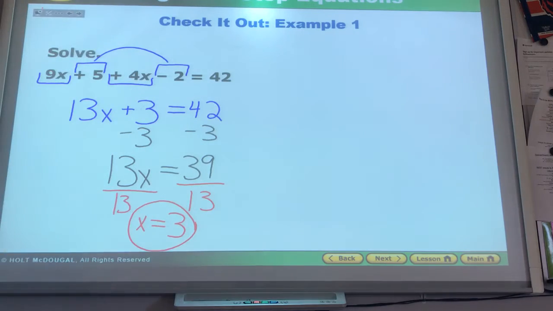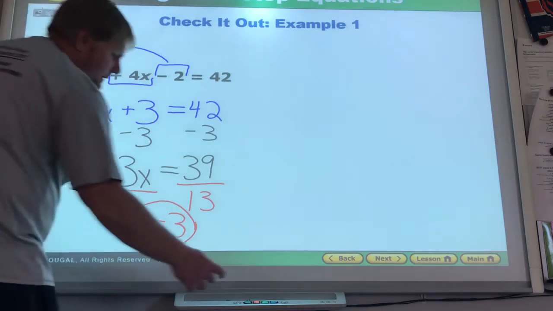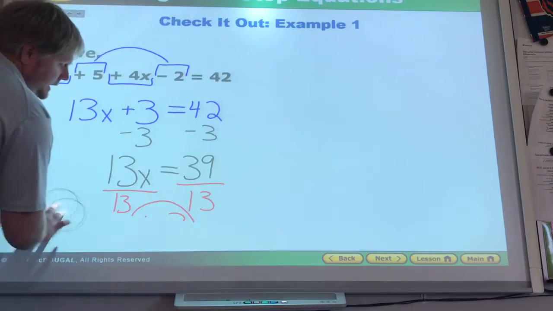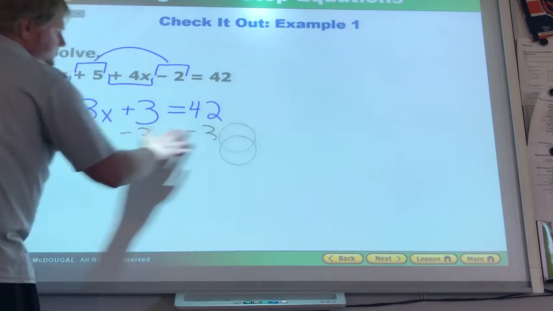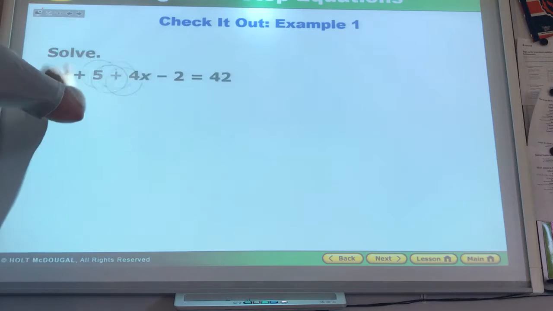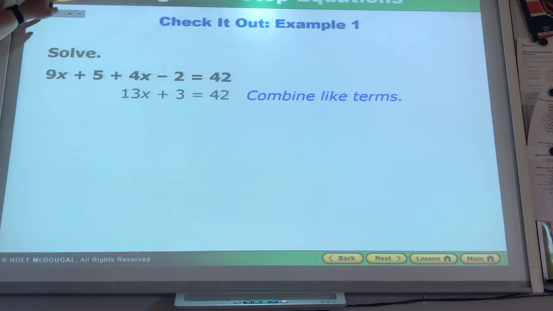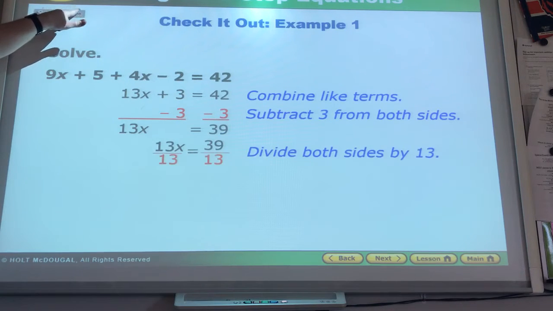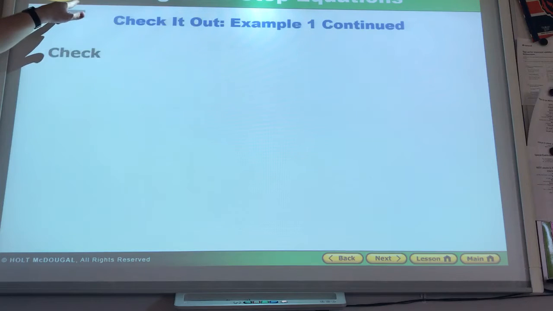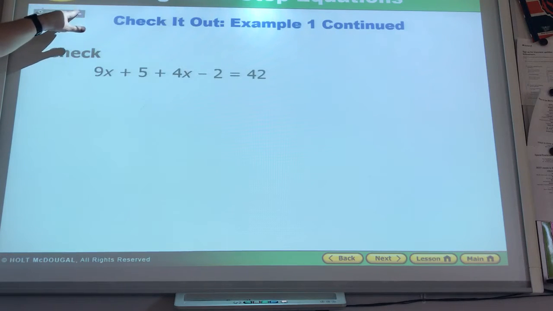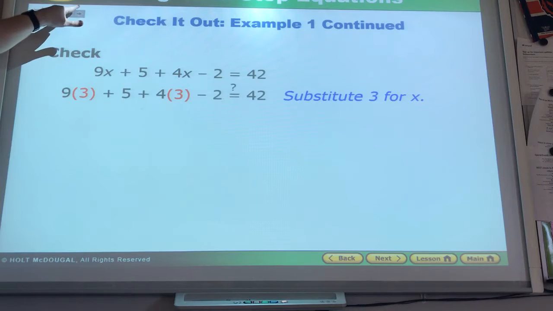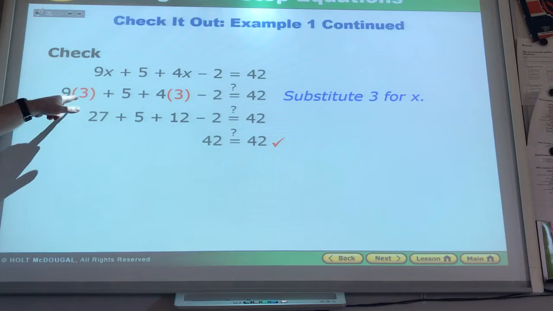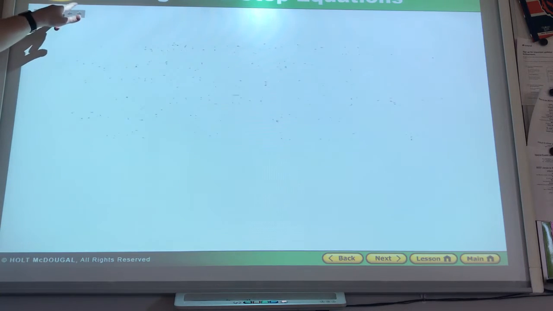Remember, go back. Slow these down. Watch them. All right, let's watch what they did. Say they combined like terms, looked like ours. They did inverse operations, and inverse operations again. X equals 3. Now they checked this one. We plug that 3 back in, and it does add up and check out. See how they put the 3 in for the x's?